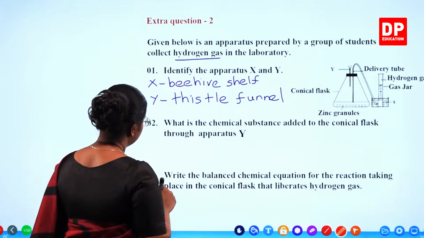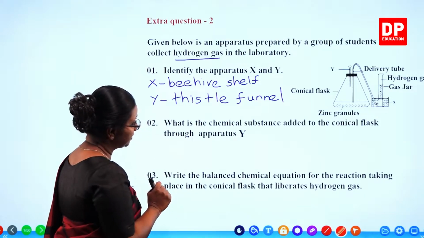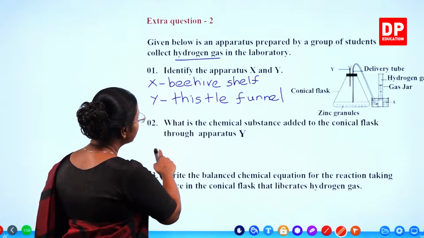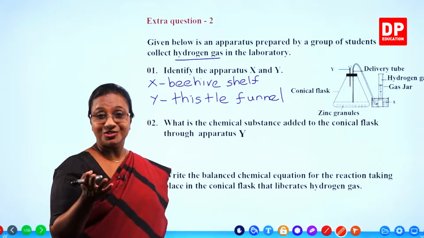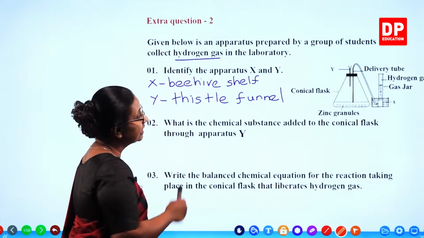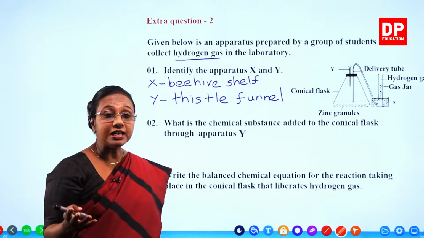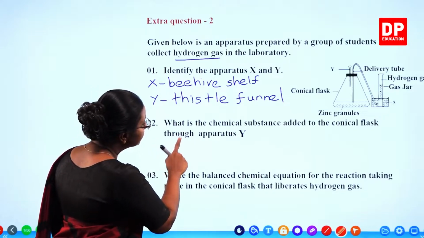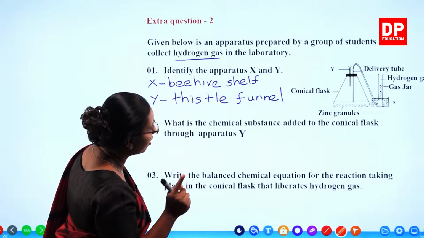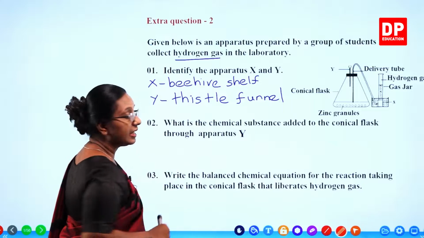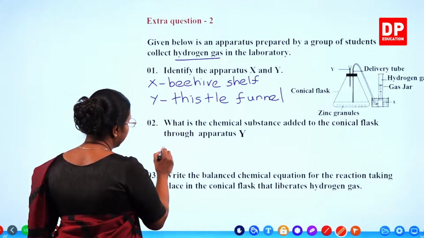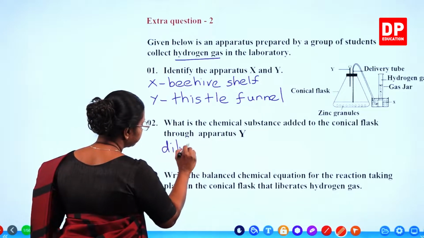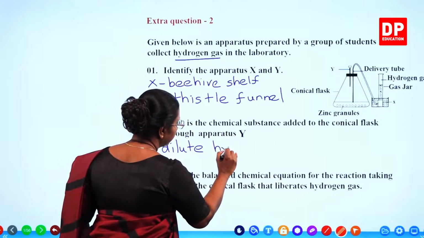Then the second one: what is the chemical substance added to the conical flask through apparatus Y? That is just what I said. It is the acid. It can be dilute hydrochloric acid or dilute sulfuric acid. So what is the chemical substance added to the conical flask through apparatus Y? We can say dilute hydrochloric acid.